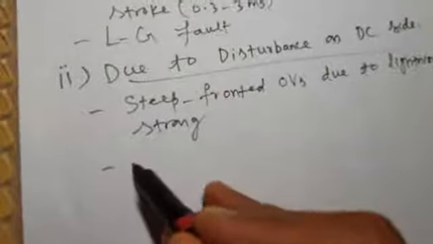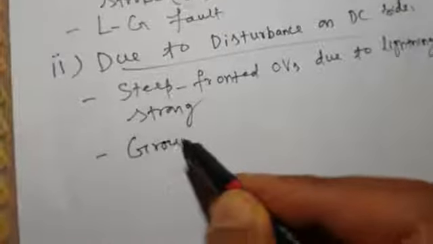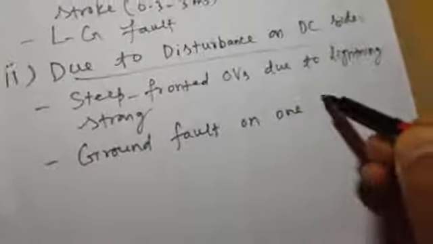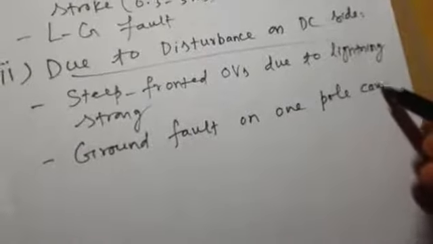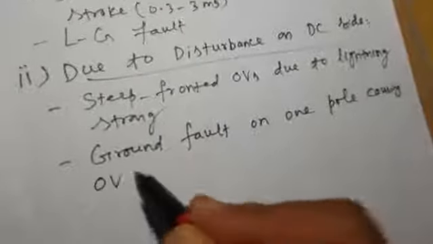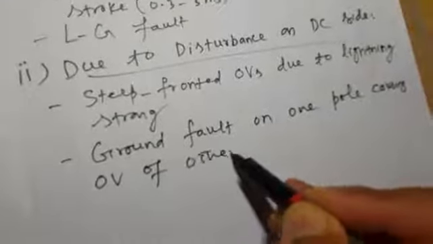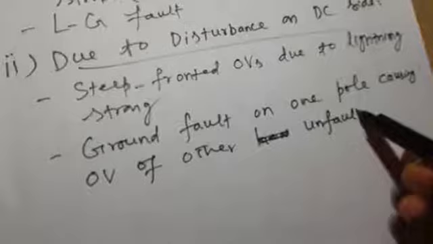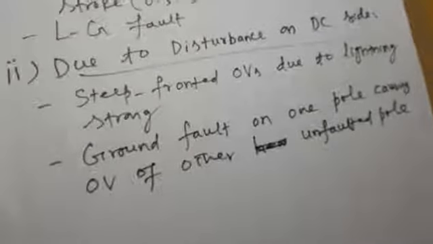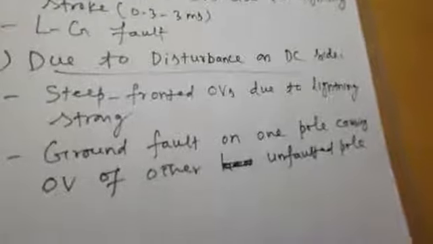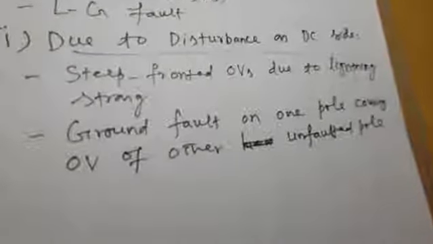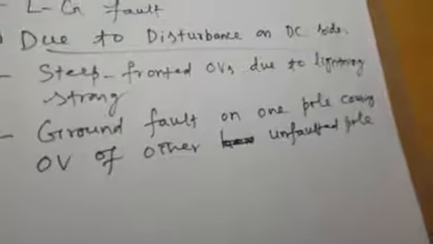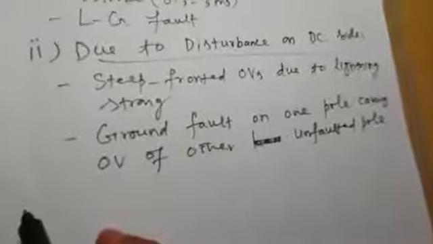Second is ground fault on one pole, causing overvoltage of other healthy pole, I should say unfaulted pole. Now one pole, faulty one, there is some problem in one pole in a bipolar HVDC link, and that pole gets grounded, and that raises the voltage of other unfaulted pole. This is other cause.